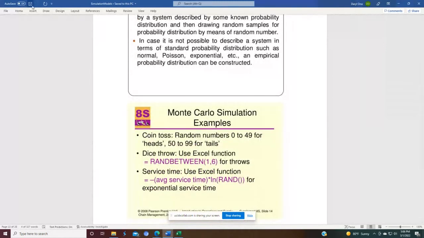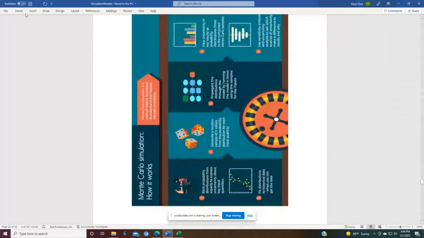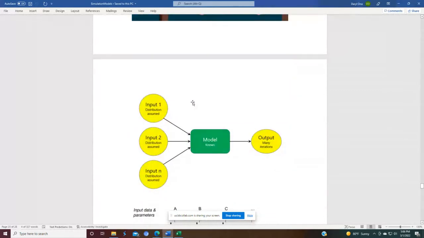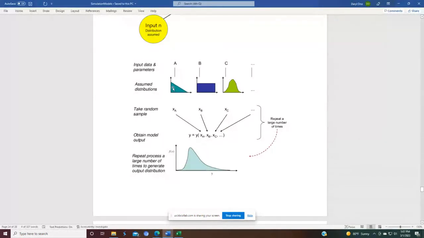Okay, here are some Excel commands that you can use for our Monte Carlo simulations. Really good slide here that talks about how Monte Carlo simulation works. Okay, so you can read that later. Very good slide. Big picture. Okay, you have random inputs. The outputs are based off many iterations. You can have different probability distributions for your inputs.